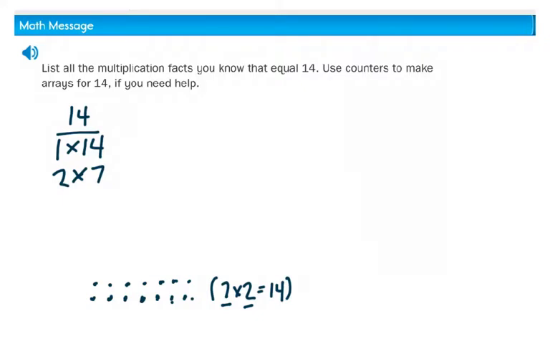Then I think, is there anything times 4? Go across your 4's. There's nothing times 4 that gives me 14, only 12 or 16. I would do the same thing with 5s.